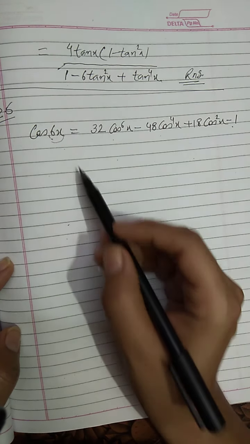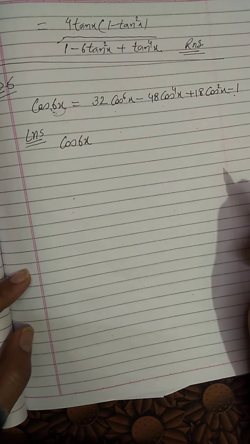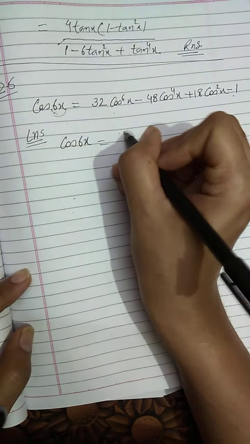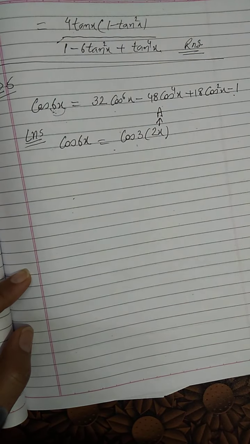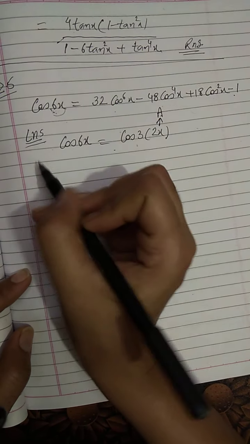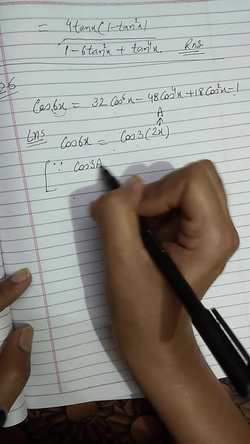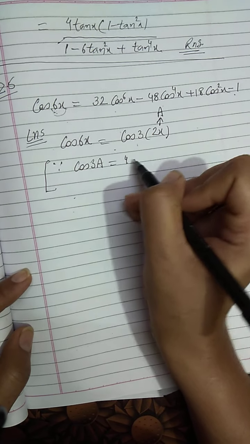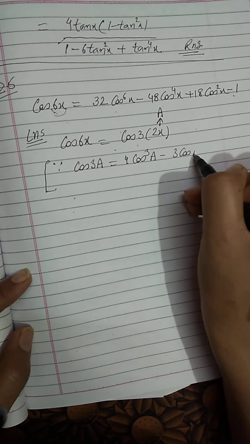Now this 6x can be written as 2 into 3x also, and it can also be written as 3 into 2x. So anyhow you can start. If I write down cos 3 of 2x, now this 2x is actually a, cos 3a. We have the formula for cos 3a. What is the formula for cos 3a? We will mention the formula here. We will write down cos 3a is equals to 4 cos cube a minus 3 cos a.